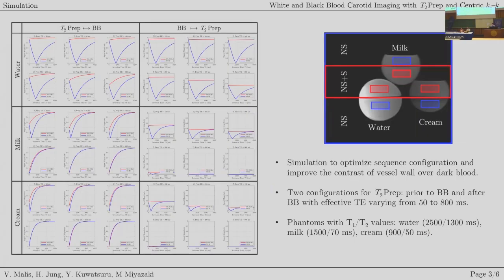So for the black blood imaging, we optimized first with a simulation study with the goal to improve the contrast of the vessel wall over dark blood as well as the surrounding tissue. Two configurations for the T2Prep, one prior to the black blood double inversion and one after, were used with the TE varying from 50 to 800 milliseconds. In the first column on the plots, the T2Prep is placed before the black blood, and in the second column, the T2Prep was placed after the black blood.